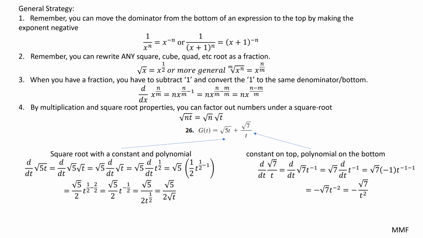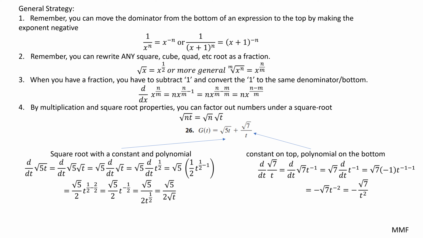You take the old power and put it in the front, which is the 1/2, and then you subtract 1 from the power. If you're going to subtract 1 from 1/2, it's sometimes easier to think of it as 2 over 2. So 1/2 minus 2/2 gets you -1/2, and that's your new power. Out in front, you had a root 5 and a 1/2. If you multiply those together, you get root 5 over 2. And that's pretty much it.